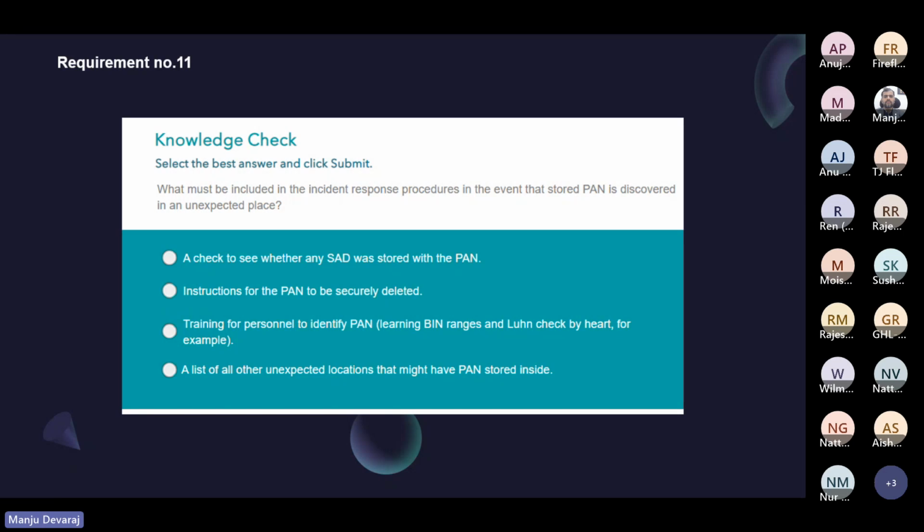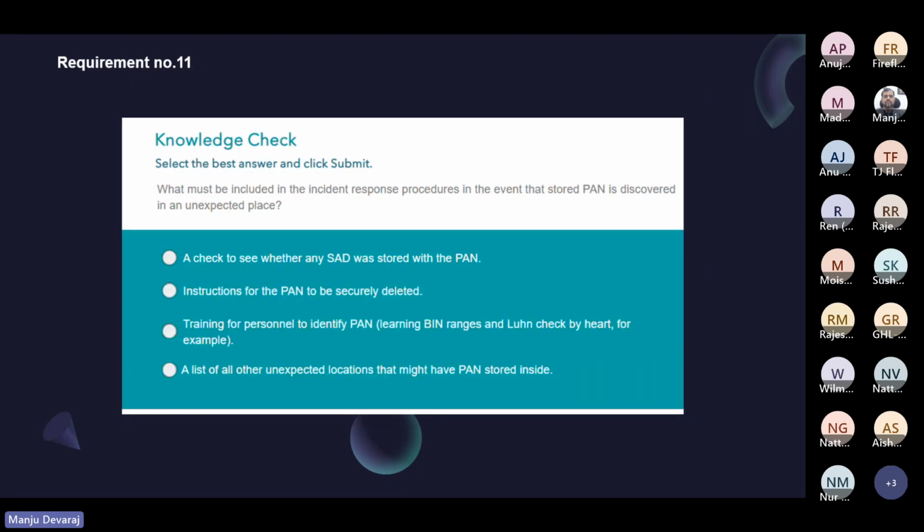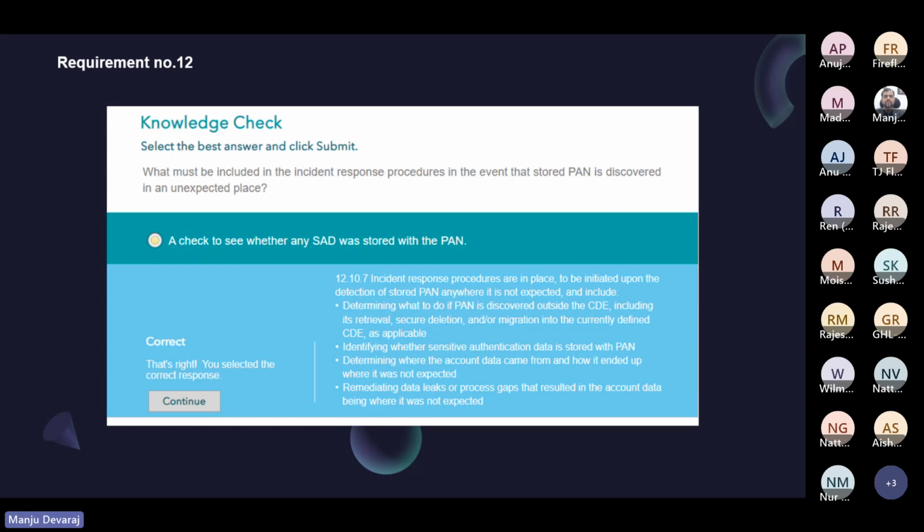It says incident response procedure in the event that stored PAN is discovered in an unexpected place. It should include whether any SAD was stored. Oh, this is going into further detail. So that's good. It's saying that if any other sensitive data is also stored along with PAN or not. It's going further.